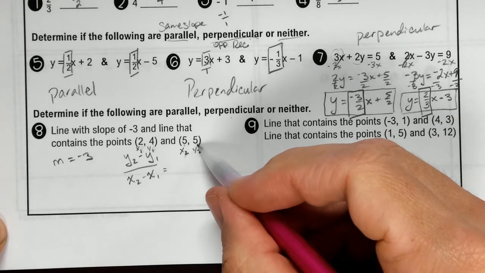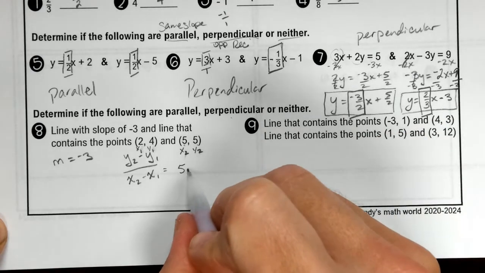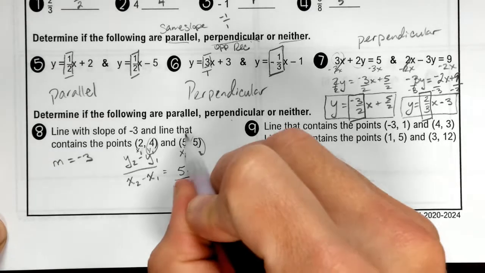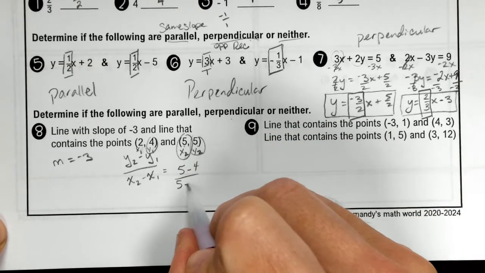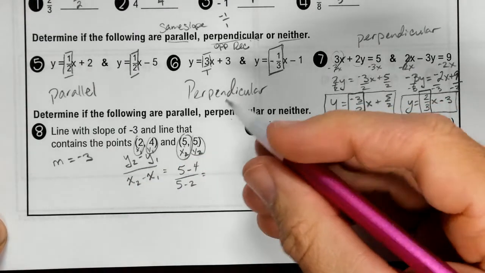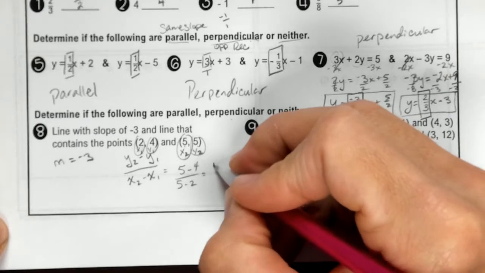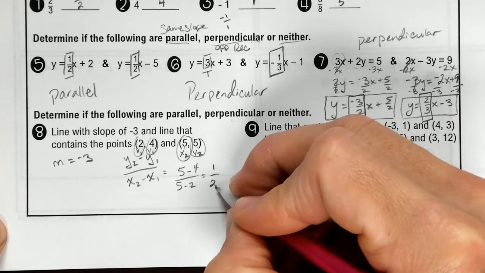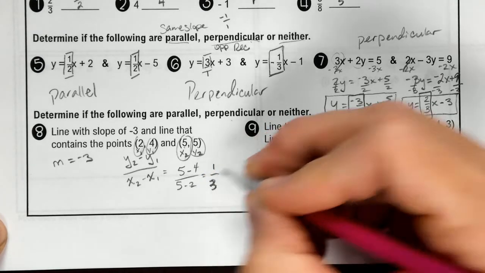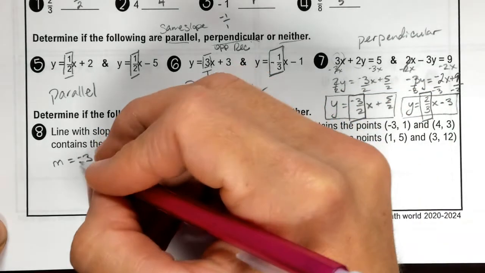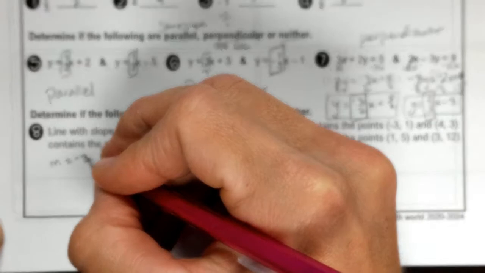Okay, so it's going to be 5 minus 4, so y2, 5, minus y1, 4, over 5 minus 2. So on the top you've got 5 minus 4, which is 1. On the bottom you've got 5 minus 2. So I've got a positive 1/3 for a slope, and I've got a negative 3 for a slope.